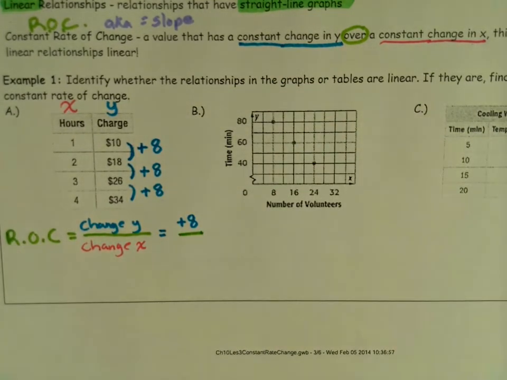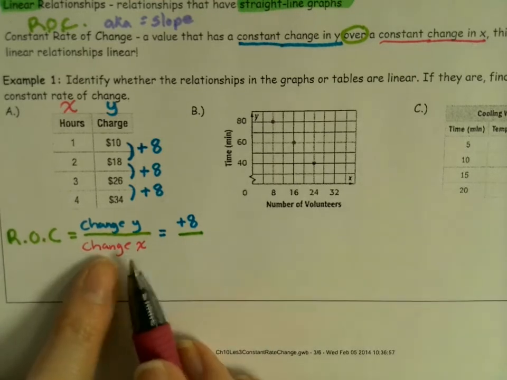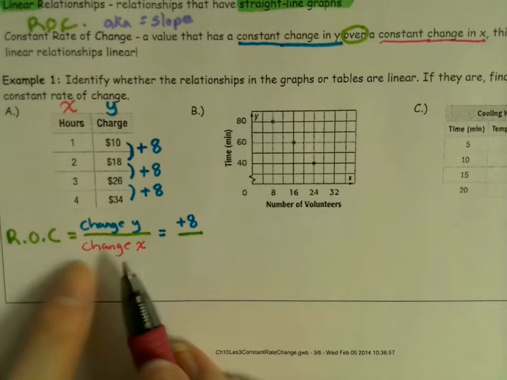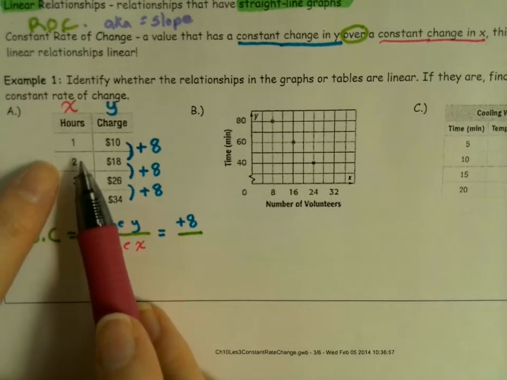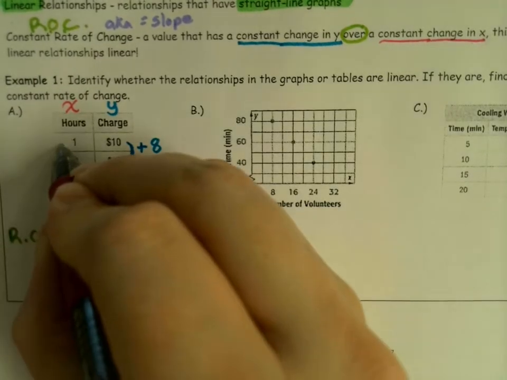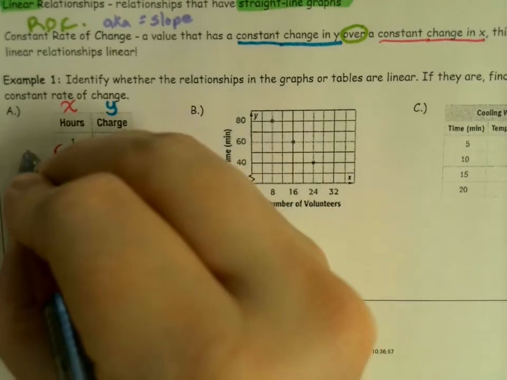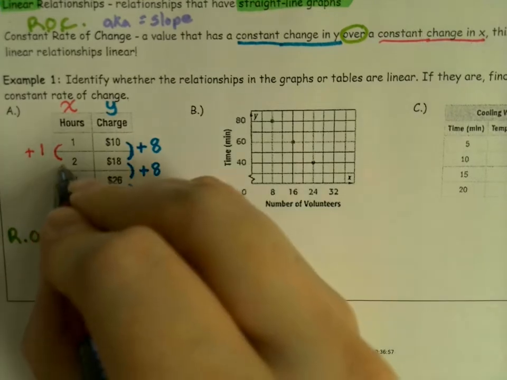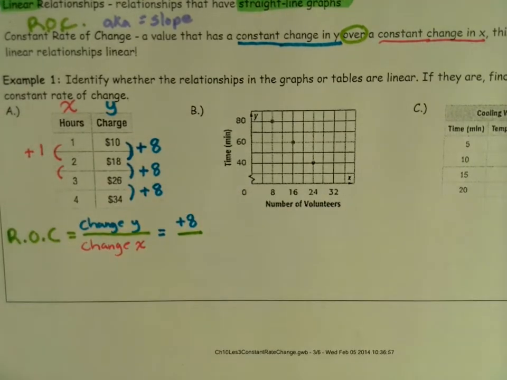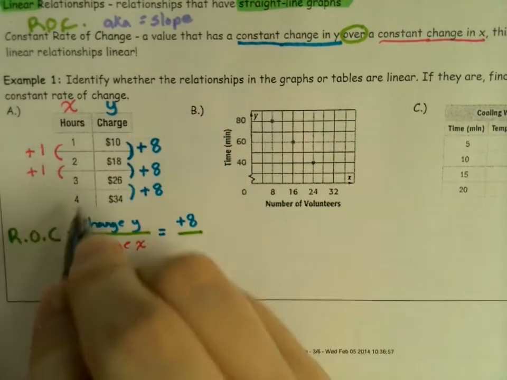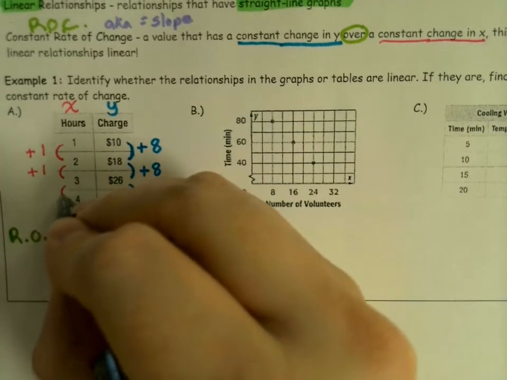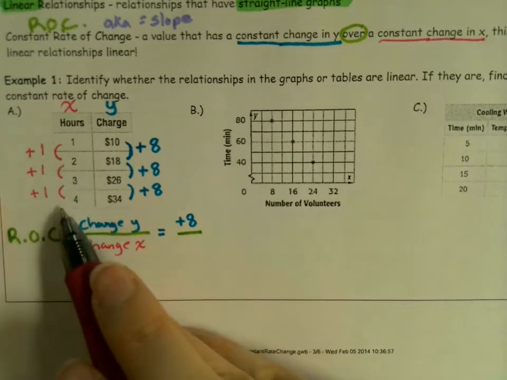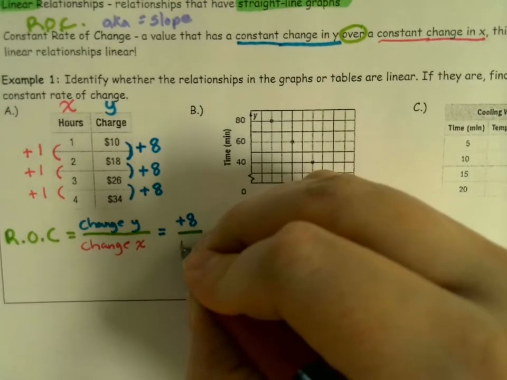Now we're going to do the exact same thing for the x's. We're going to identify the change that occurs for our x values. Going from a 1 to a 2, what is that? A plus 1. Good. So I'm going to put a plus 1. Going from 2 to 3, what is that? Plus 1. From 3 to 4, plus 1. Okay, so we are having a constant change in our x. We are constantly increasing by 1.